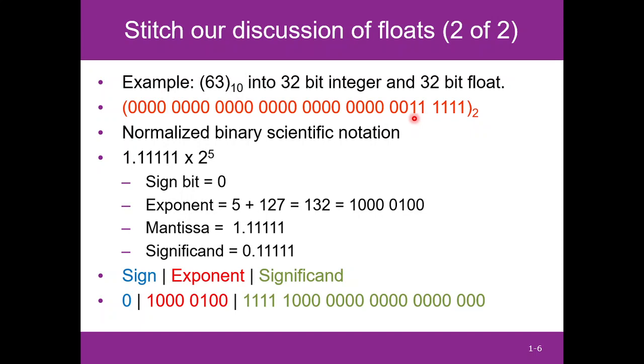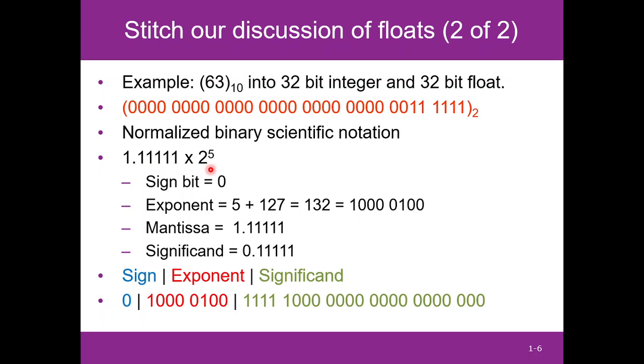And if I want to write 63 in binary in normalized binary scientific notation, what do I need to do? Right now the decimal point is here, you can imagine. So I have to bring this decimal point to this position, after the first non-zero bit, okay? Then I need to determine what should be the exponent of 2. So if I write 63 in normalized binary scientific notation, this is how it appears: 1.11111, these are 5 ones, multiplied by 2 raised to the power 5. This is how 63 looks in normalized binary scientific notation.